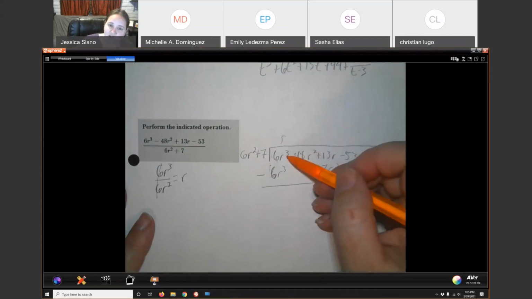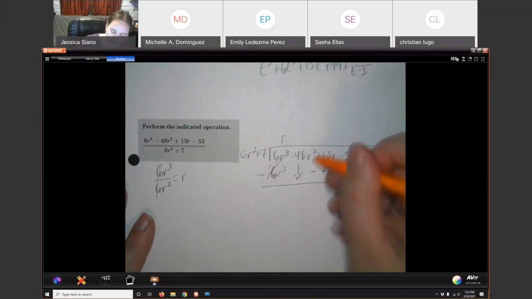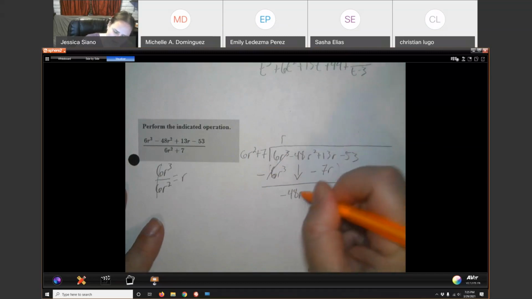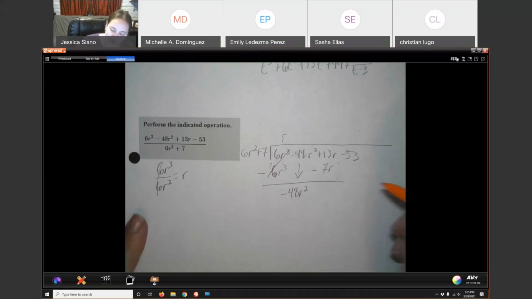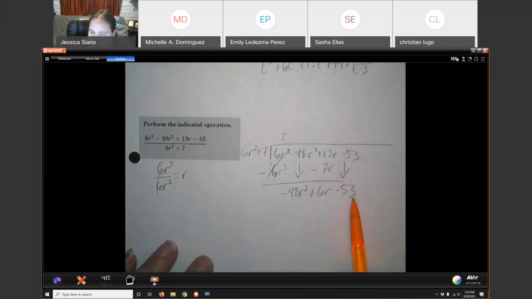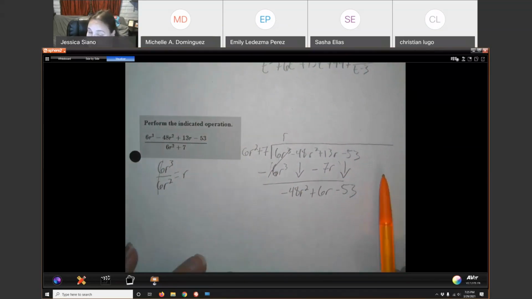Now, if you've done this right, your first term will always cancel. I have nothing to take away from the negative 48r squared, so I bring it down. And then 13r minus 7r is 6r. Now, the fact that I've brought down my last term and there's nothing else to bring down tells me that this is probably my last step.